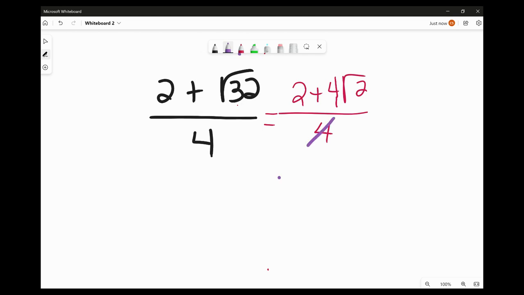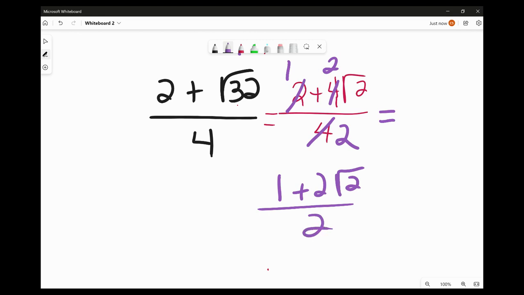Okay, so I'm going to divide this by 2, and that's going to give me 2. Divide this by 2, that'll give me 1. And divide this by 2, that'll give me 2. So I'm left with 1 plus 2 times the square root of 2, all over 2. Notice I didn't simplify into the radical sign. The radical sign stayed just as it was. I'm not going to combine these, 1 plus 2 times the square root of 2.